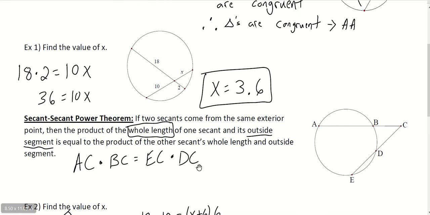Okay, so what does that look like for this? Right down here, the whole length of secant AC is going to be AC, multiplied by the outside segment, which is BC. So you see that AC times BC is equal to the whole length of the entire other secant, EC here, multiplied by the outside segment, DC. All right, so this also works because of similar triangles. It's a little more complicated as compared to the one above. There is a good proof of this in your book if you want to take a look at that.